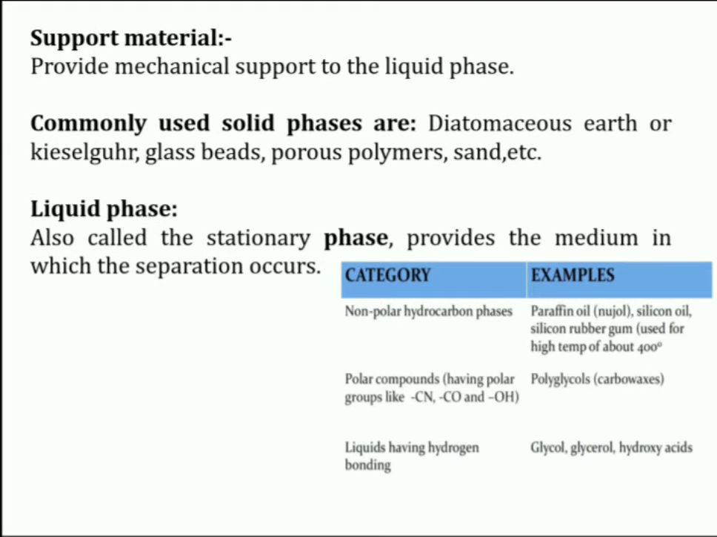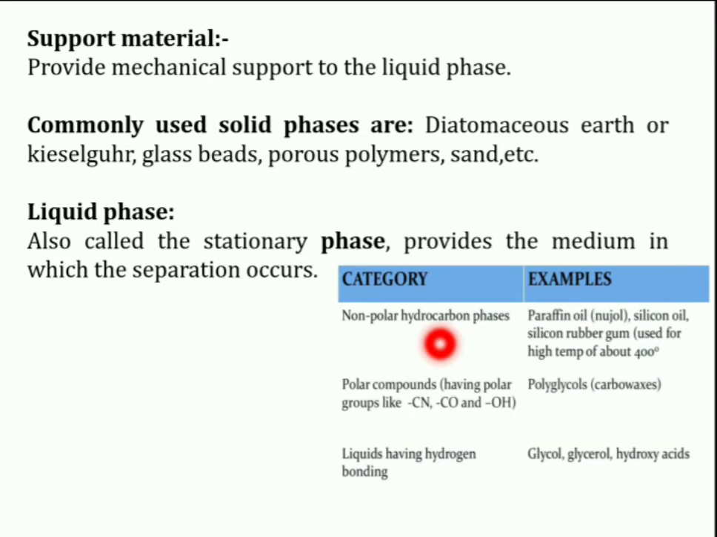Next is the liquid phase. In gas chromatography, the liquid phase is also called the stationary phase. It provides the medium in which the separation occurs. Liquid phase used in gas chromatography should be inert, non-volatile, structurally similar to that of the solute, and should have high decomposition temperature.